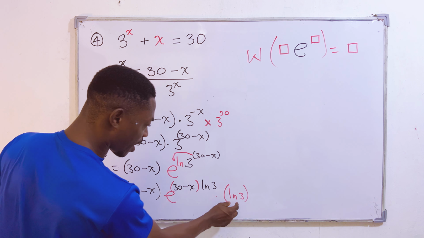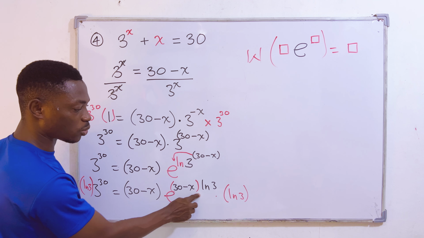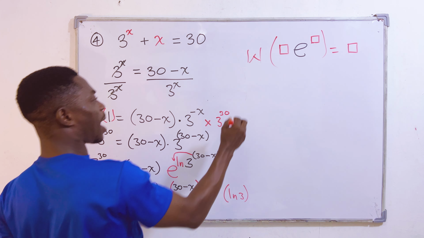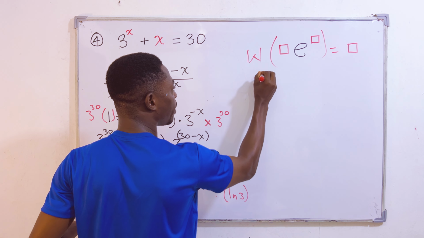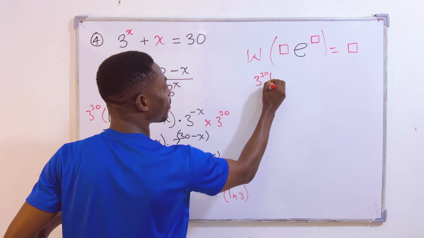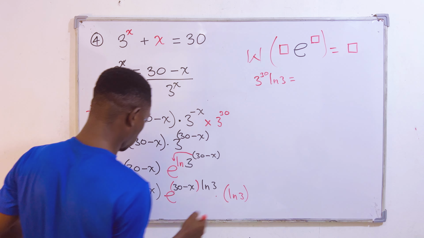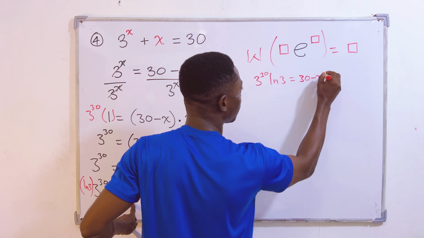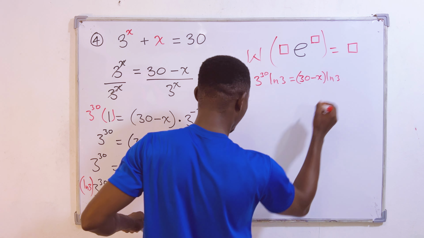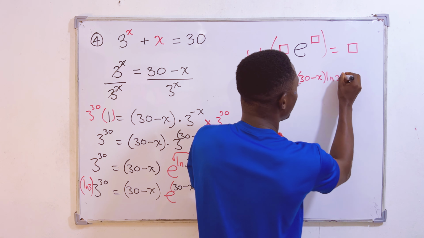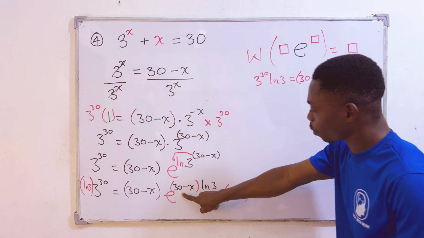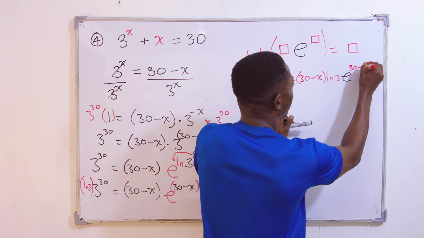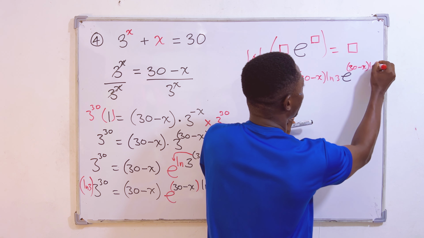And what I'm going to do here is bring this ln on this side so that it will look exactly like this. So let's see. Now, we're going to be getting this. I'm writing 3 to the power x, then ln of 3, like so. And this is equal to, I bring this one to this side. So we're going to be getting 30 minus x times ln of 3. Then we have e. So the e will come over here. Then the power is also going to be the exact same thing. So we're going to be getting 30 minus x, then ln of 3.